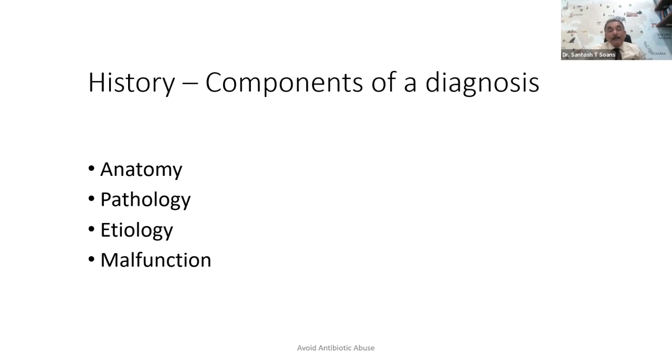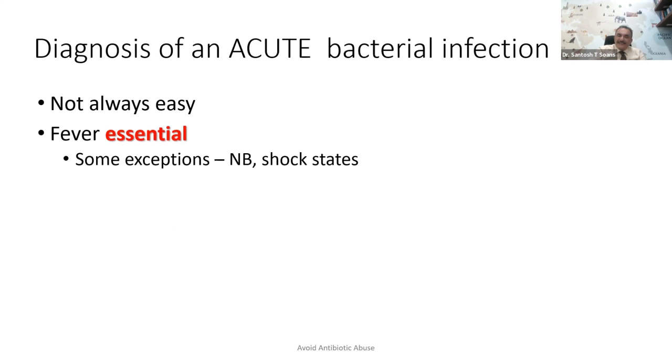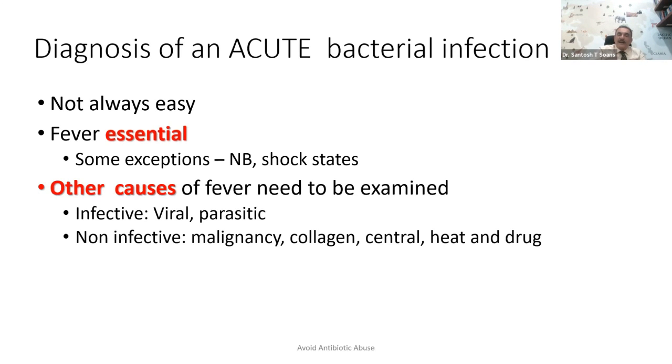See, for every patient who comes with a complaint, if you think of this in the history, that is anatomy, pathology, etiology, and malfunction of the disease, you can make a diagnosis so easily. Diagnosis of acute bacterial infection is not always easy. Fever is essential. Some conditions, like the newborn, you need to treat as early as possible. Other causes of fever need to be examined, like infection, parasites, and non-infective causes. This is very important. Remember malignancy, collagen disease, central nervous system causes. I had a patient a long time back who had met with a road traffic accident and had injured the hypothalamus.